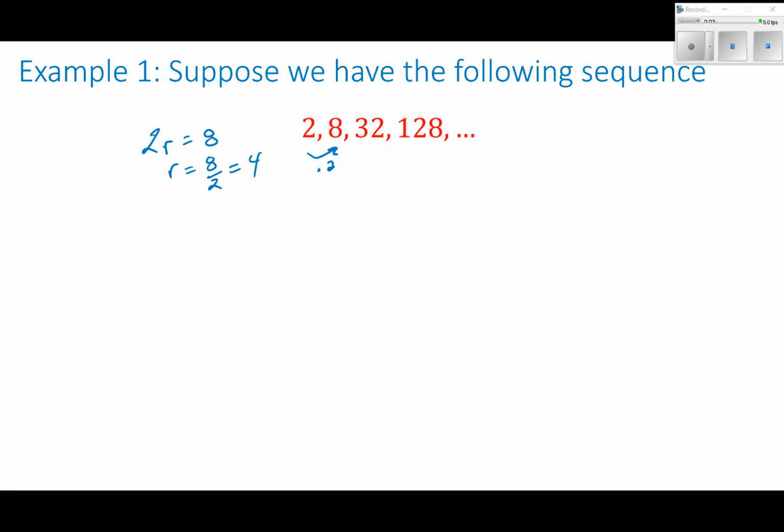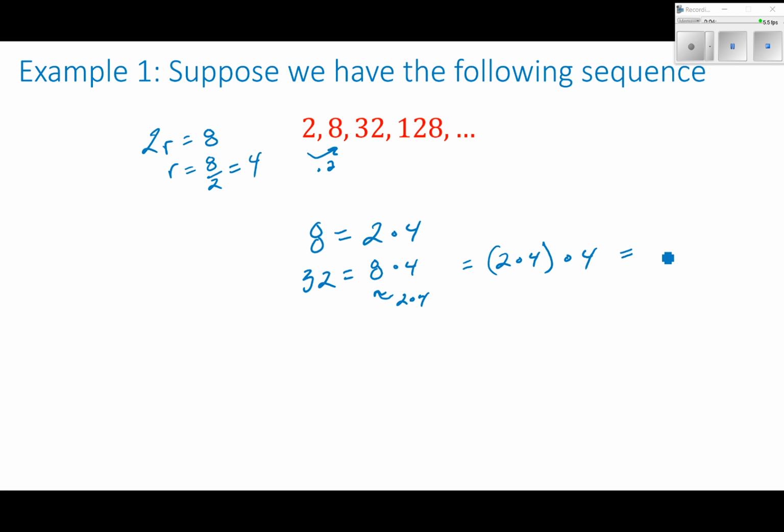To get my 8, it was 2 times 4. That was simple enough. To get 32, that was really 8 times my common ratio of 4. But I can break this 8 down, and that's really 2 times 4 from our first line here. So this is really 2 times 4 times 4.